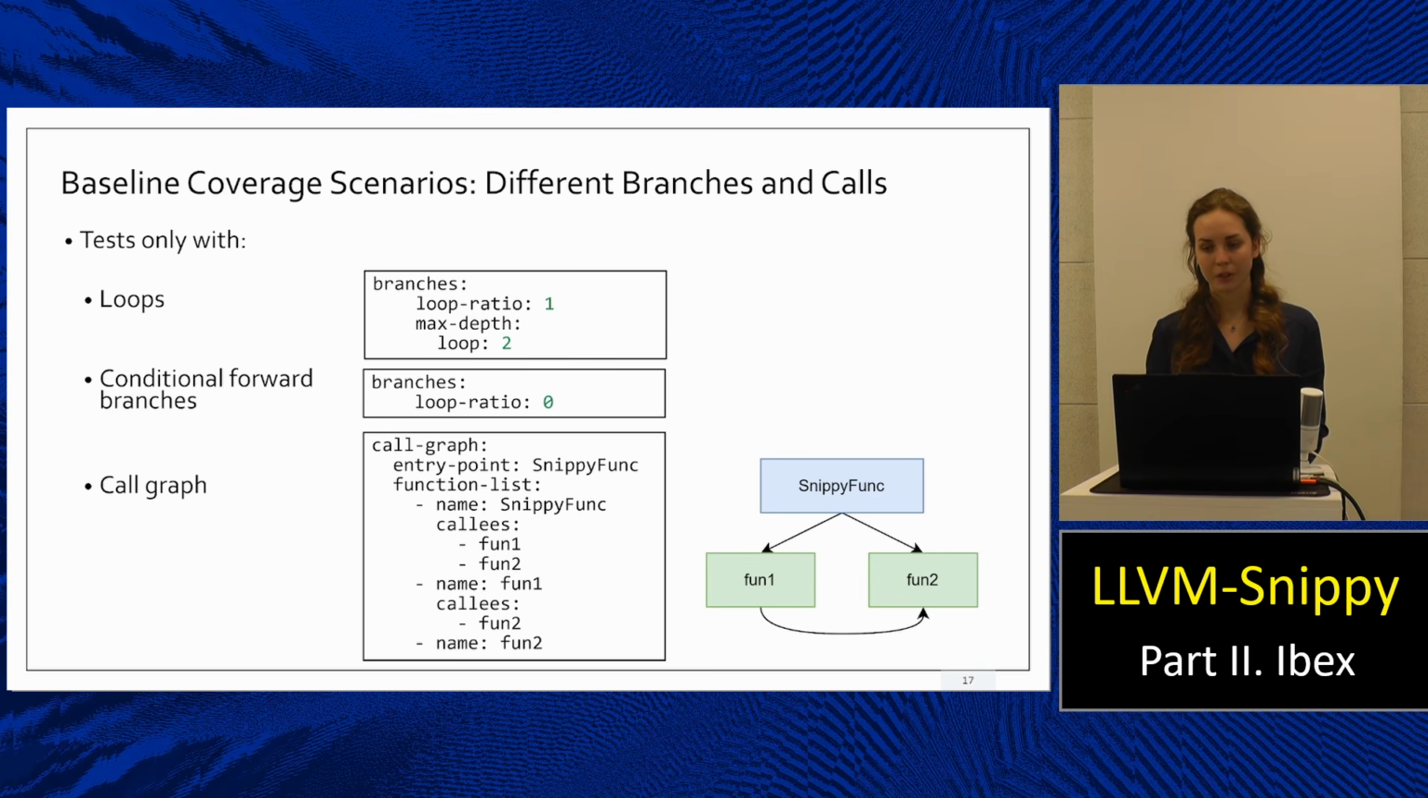The second scenario is conditional forward branches without loops. Here we set loop ratio 0. Such a test exercises branch instructions and changes in control flow, but without jumping back. The third scenario is function calls via a call graph. We explicitly describe which functions may call one another, and LLVM-snippy generates a program with such transitions.